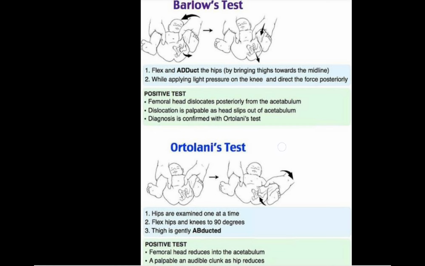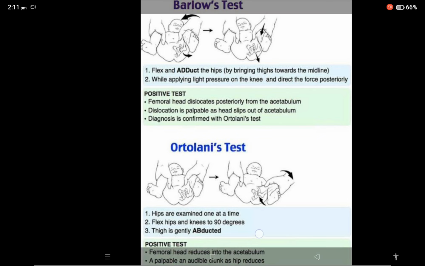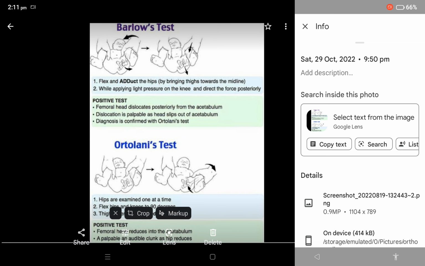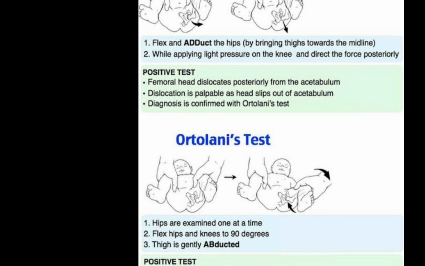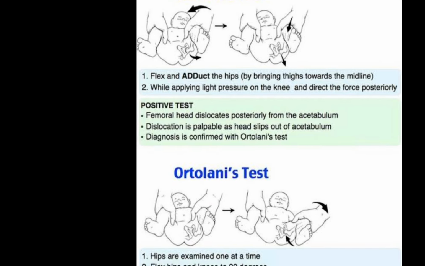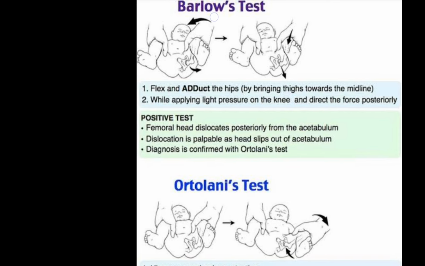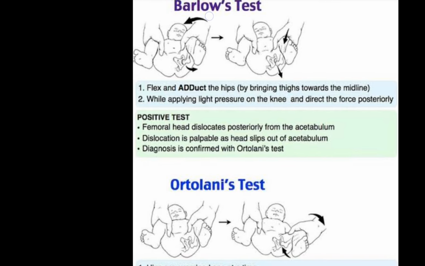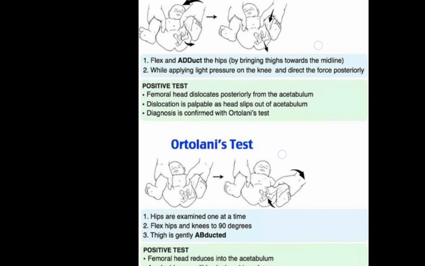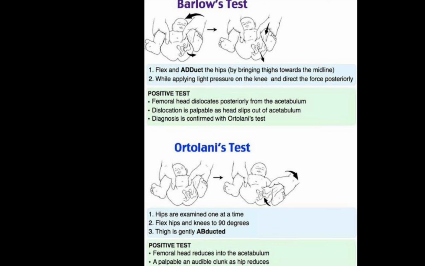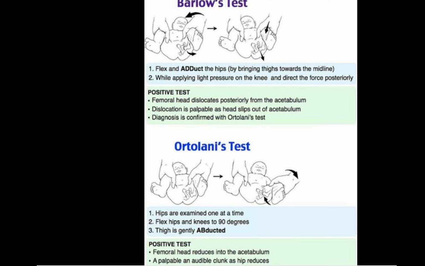And Ortolani's test is abduction. Ortolani's is related to abduction, and the femoral head reduces into the acetabulum. Basically, Barlow's is for the dislocatable hip, while Ortolani's is for the correction of the dislocated hip. How will you remember? In Barlow's, LO is coming, and dislocatable also has LO. While in Ortolani's, OR. OR means correction. So correction will be there in Ortolani's, correction of the displaced segment. Barlow's means adduction, and Ortolani's is abduction.